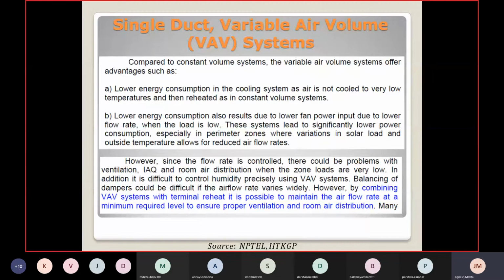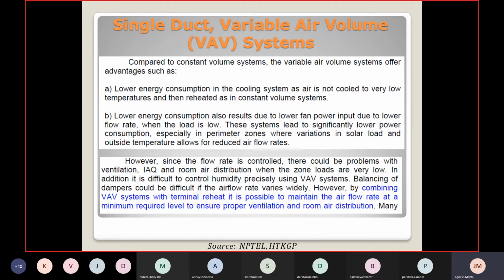Second, lower energy consumption also results from lower fan power input due to lower flow rate. When the load is low, let's say the load on one or two zones is less, they will consume less amount of air. So you can run the blower at a lower speed and reduce the total volume of air handled. That will also decrease the fan power.